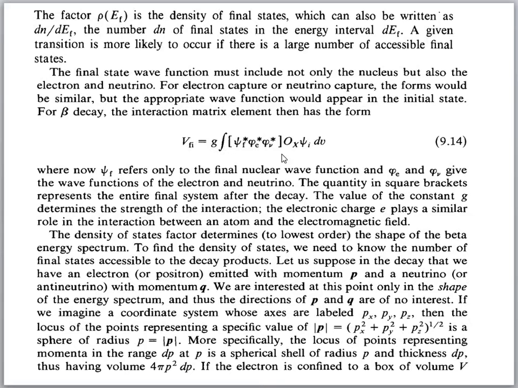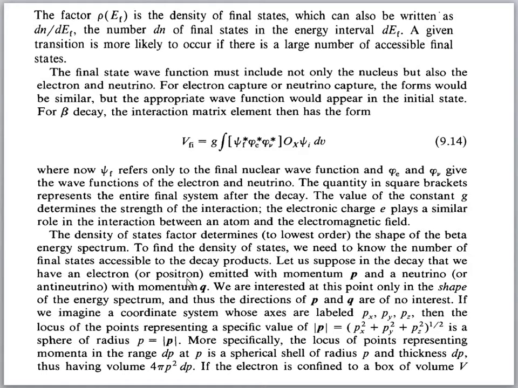This bracket will give you the wave function of the final states containing the final nucleus, electron and positron. And the main factor which determines the shape of the beta spectrum is the density of states. So we know the number of final states accessible to the decay. In order to derive an expression for the density of states, we need to know the number of final states accessible to the decay products.